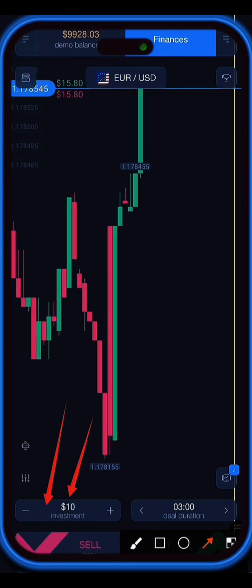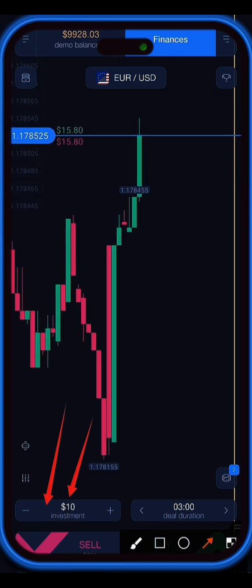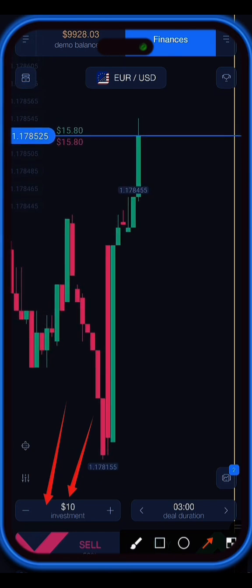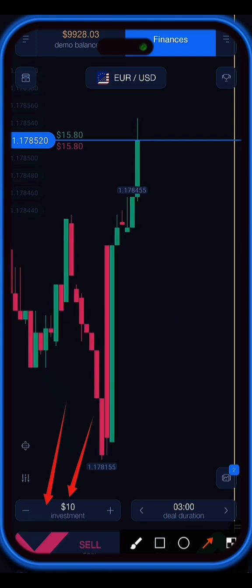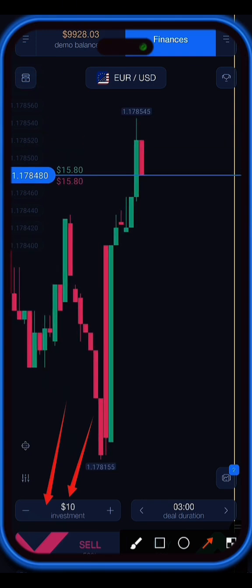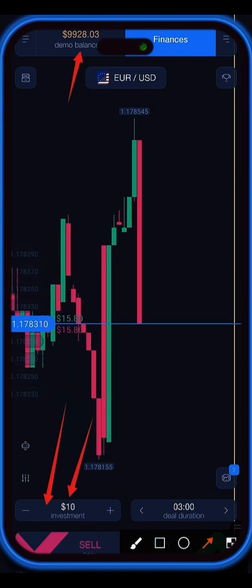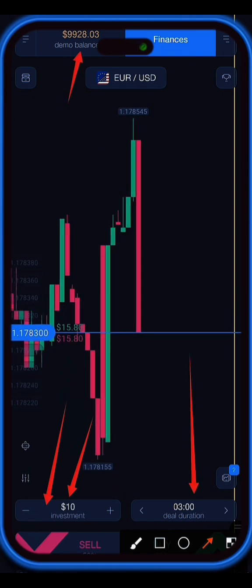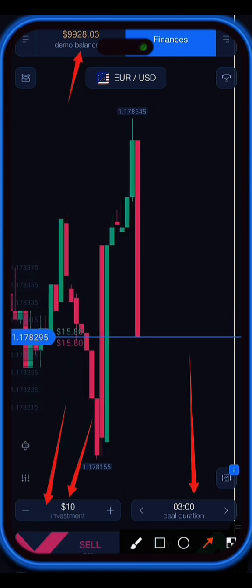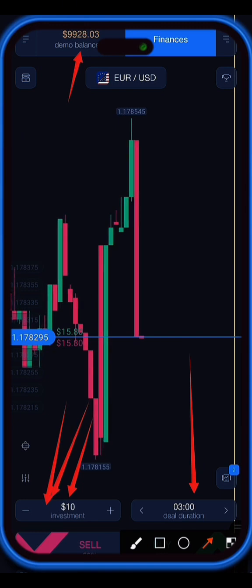But in this particular trade, I can use $10 to enter it for the purpose of teaching you, and then it does not blow up my account even though the trade goes out of favor for me, right? So I'm going to use $10 to trade this particular trade. Remember, I'm using my demo account up there. I'm using $10 to enter the trade, and it's under a 3 minutes duration.